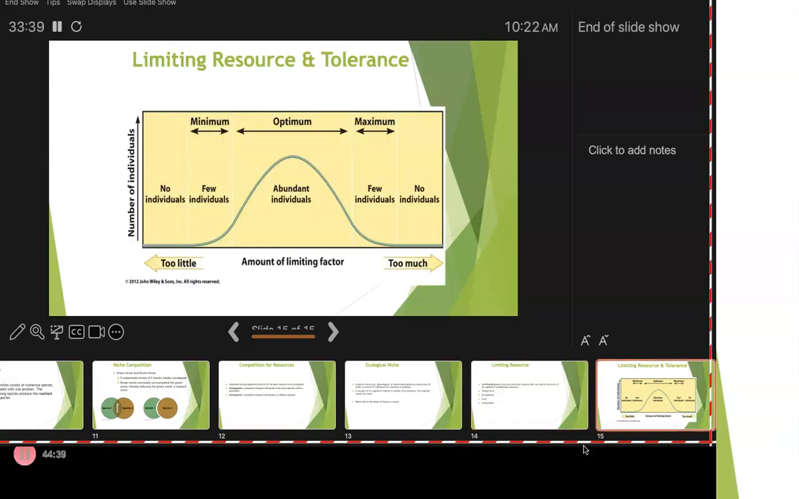You gotta love scientists and their graphs. So we have our typical bell curve here. All right. And what do we got? We got number of individuals on one axis and amount of limiting factor, very vague there, as your other axis. And that bluish green line, all right, is the number of individuals, number of organisms that can live.